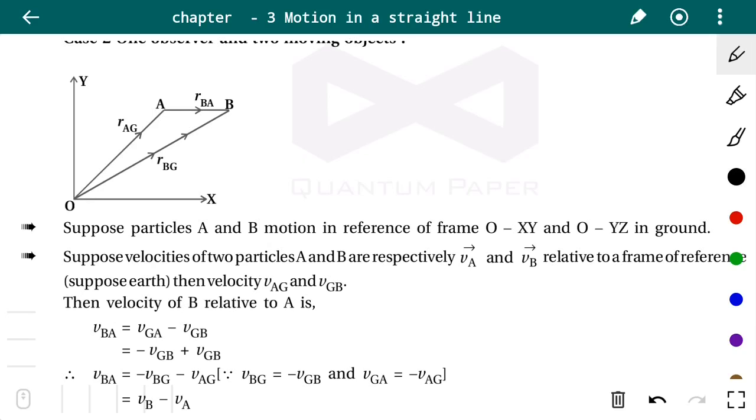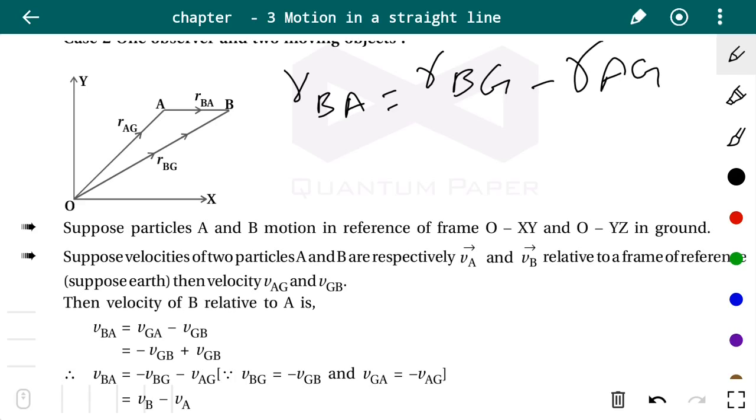So from the figure we can write rBA equals rBG minus rAG. These are the positions of the objects with respect to ground and position of B with respect to A. So rBA is position of particle B with respect to A, rBG is position of particle B with respect to the ground, and rAG is the position of particle A with respect to ground.